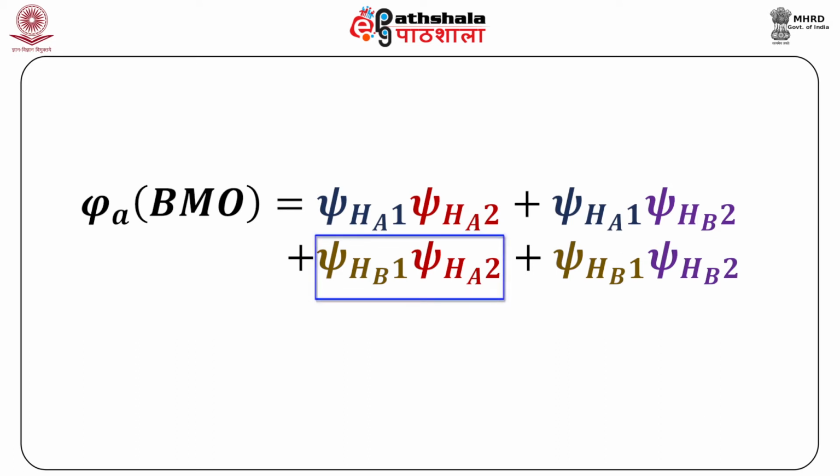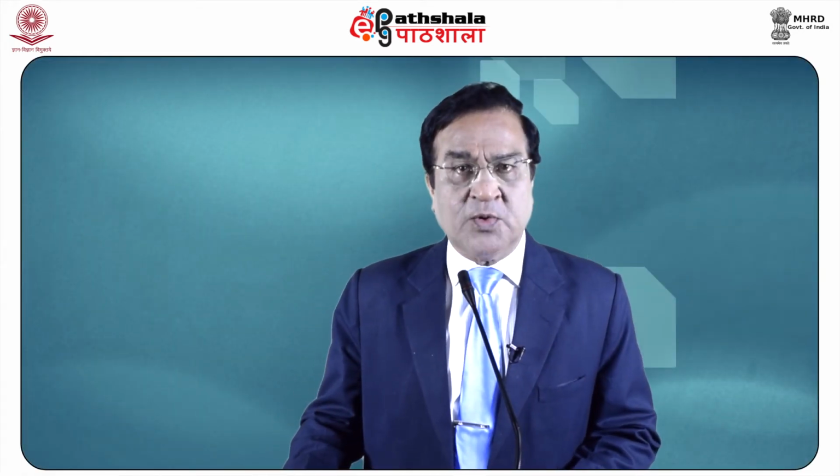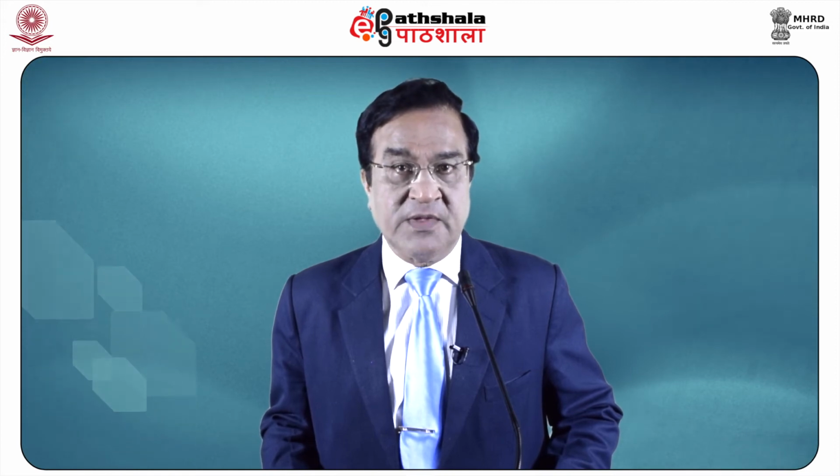And the next term, psi HB1 psi HA2, again is a covalent term because here electron 1 is on the nucleus B and electron 2 is on the nucleus A. And now you can tell us what should be the term psi HB1 psi HB2. Yes, both electrons are on the nucleus B, so it is another ionic term. So the molecular orbital for the hydrogen molecule contains two covalent terms and two ionic terms. That means the wave function has 50% covalent character and 50% ionic character.